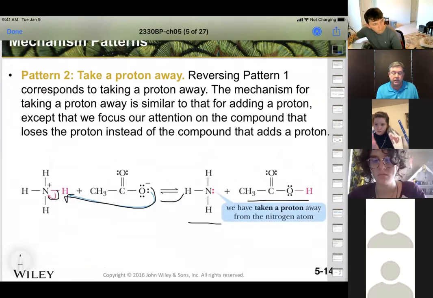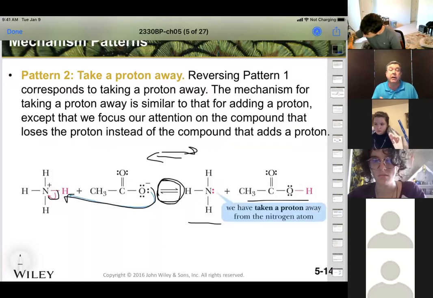So if you notice, this is an equilibrium reaction. Some of these, the take a proton away and add a proton, are in equilibrium, and some are not. Some are irreversible. And so we need to pay attention to those reactions. Whenever they have this double arrow right here, that means they're in equilibrium. If they have a single arrow, it means they are not in equilibrium.